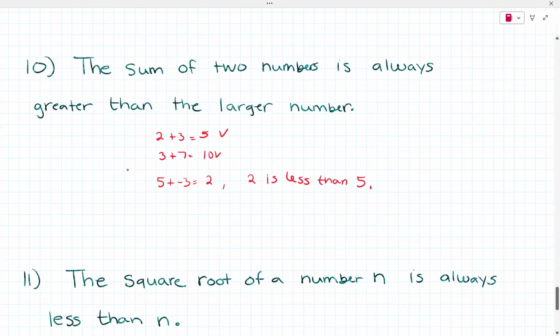And this shows the sum is not always greater than the largest number.